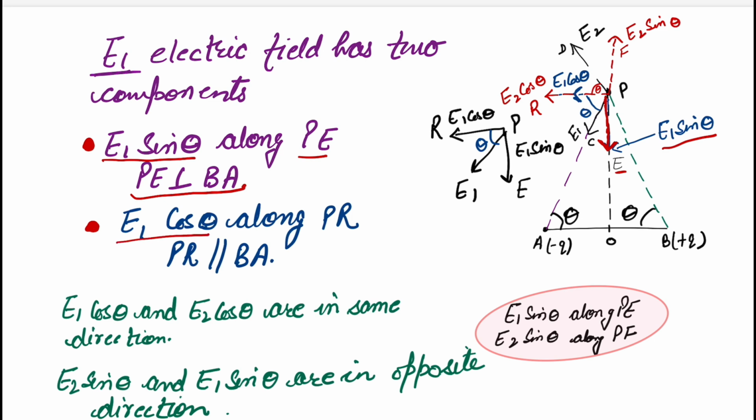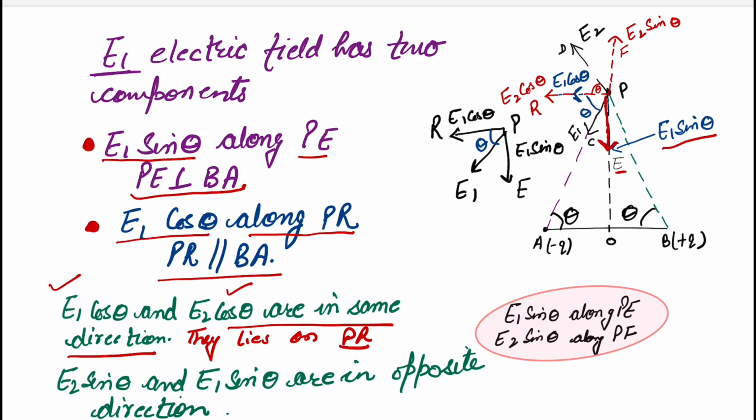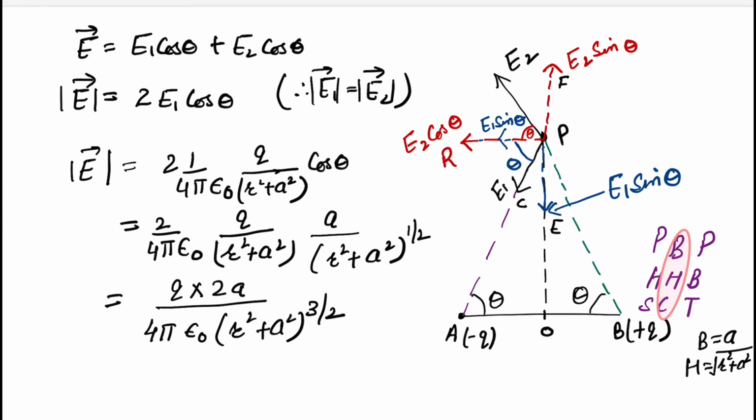which is on the same line on which your E2 cos theta was. So E1 cos theta is along PR such that PR is parallel to BA. So E1 cos theta and E2 cos theta are in the same direction and they are on the PR line. E2 sin theta and E1 sin theta are in opposite directions. As you can see, this is point P. E2 sin theta is upward and E1 sin theta is downward, right? So these two will cancel out each other as they are equal and opposite in direction, while E2 cos theta and E1 cos theta are on the same line and in the same direction. So the net electric field intensity will be the combination of E2 cos theta and E1 cos theta.